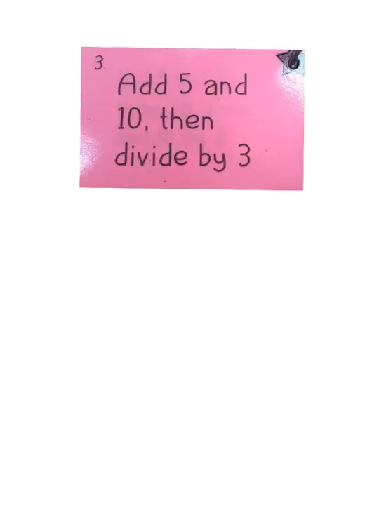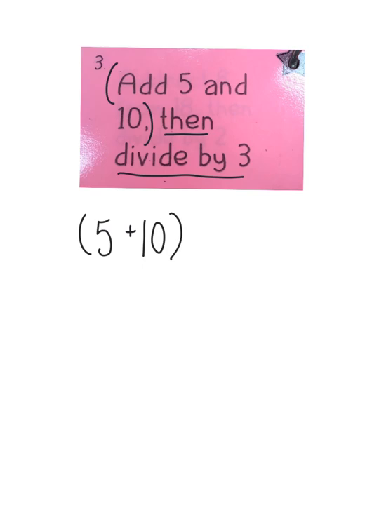Next, we're going to add 5 and 10, then divide by 3. Since the division needs to happen second, we are going to need to include parentheses to show our mathematicians to do the addition first. So we're going to add 5 and 10, close parentheses, then divide by 3. 5 plus 10 is 15. Drop down, divide by 3. 15 divided by 3 is 5.